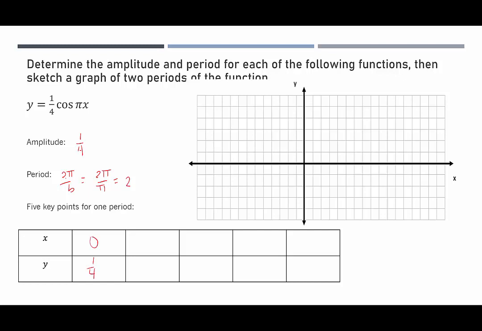If it's easier, you might just want to complete the x's first, just going across. That way you're just doing the same math. To figure out the rest of the increments, we're going to take the period and divide it by 4. That would be 2 divided by 4, so we're using half units. So next would be a half, then 1, 3 halves, and finally 2. And again, you can do the quick check there.